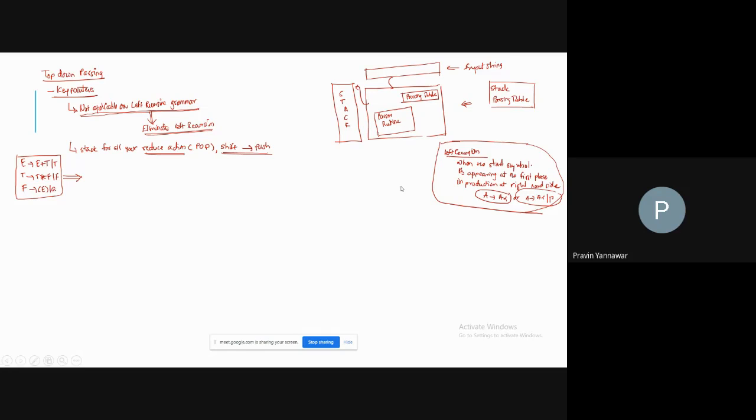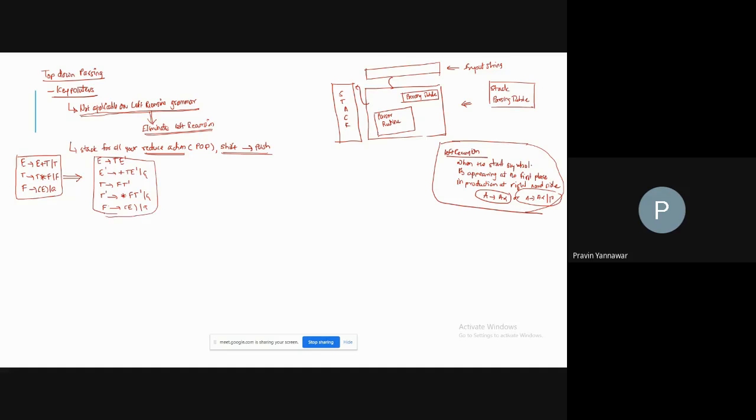Okay, so you just try to convert this left recursion into a non-left-recursive form. So it is E implies TE', E' is plus TE' or epsilon, then T implies FT', T' is star FT' or epsilon, F implies (E) or a. So this is what is non-left-recursive.